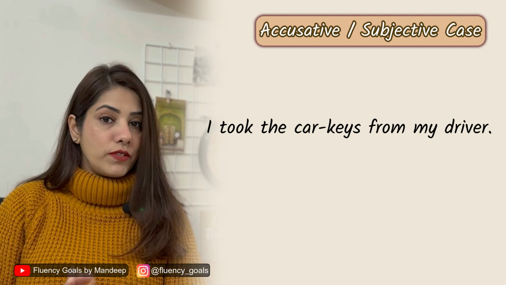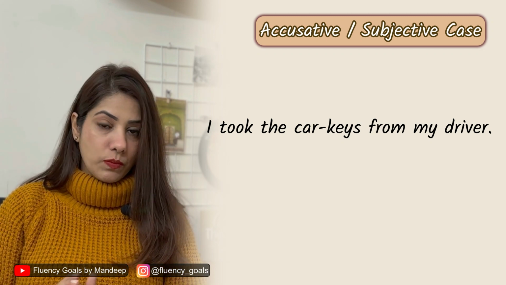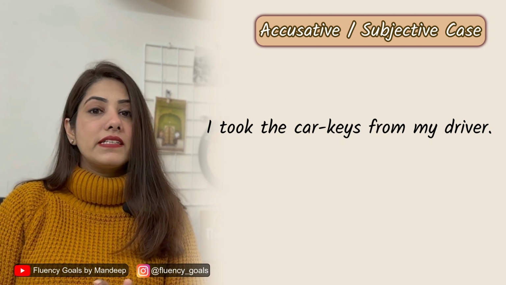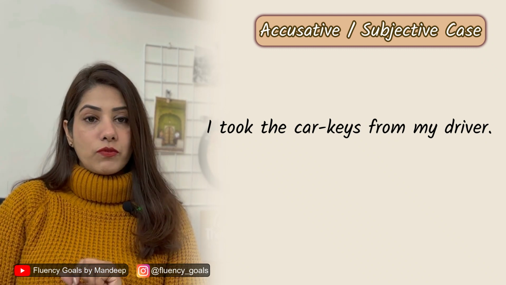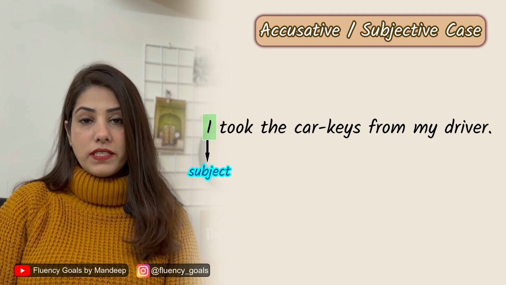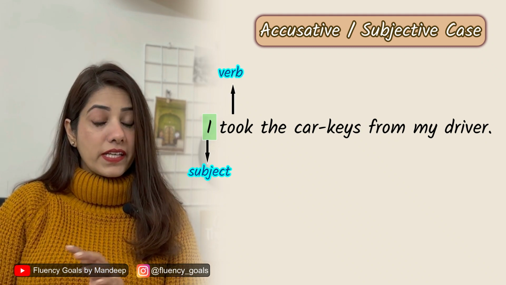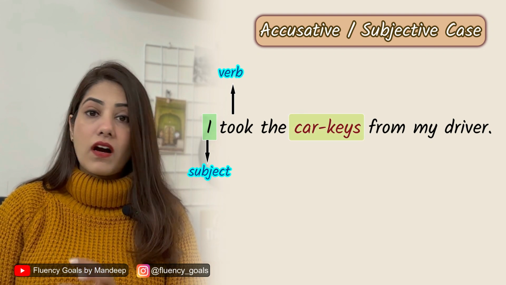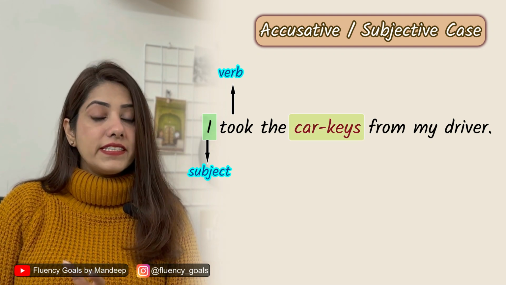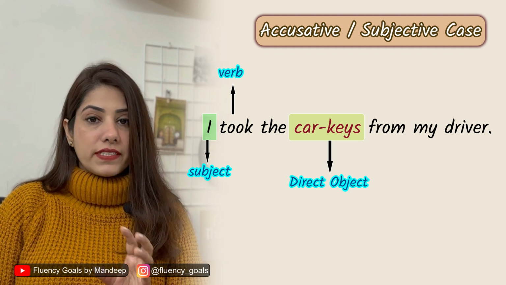I is pronoun here. Took is verb. Car keys is the noun here. Driver is also a noun. Now I is the subject. Took is the verb, the action. If you ask the question what, you get the answer car keys. So the car keys is direct object in this sentence.